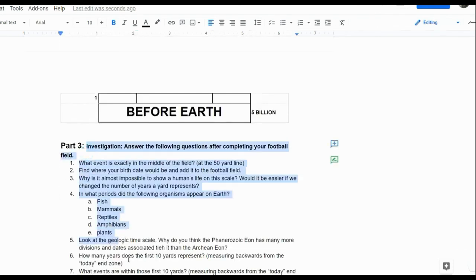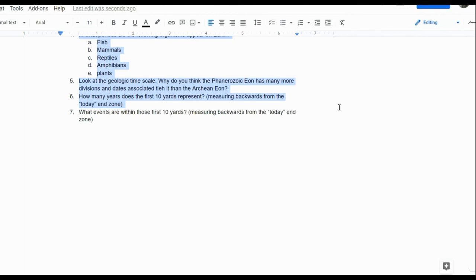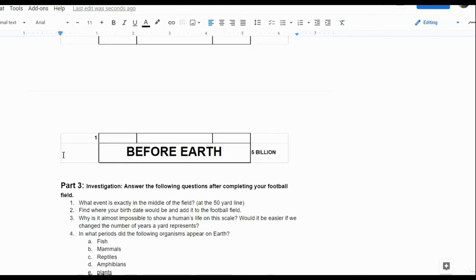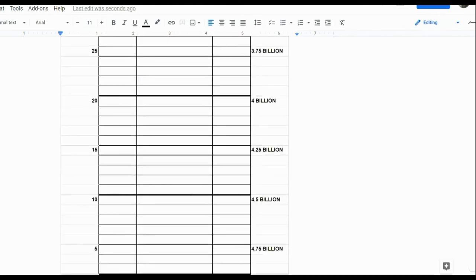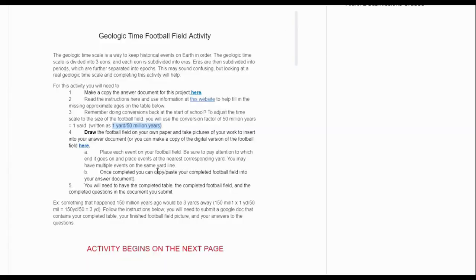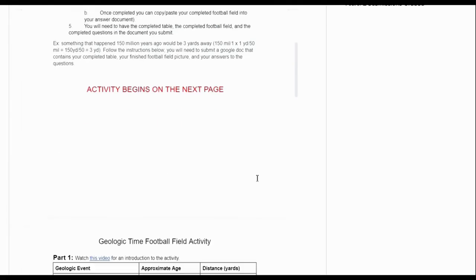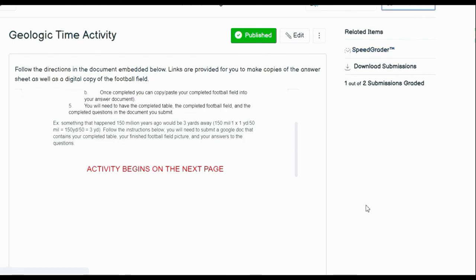Once you're done with the football field, don't forget to come down here and do part 3, the questions. These questions are what you're going to see on the test. It's super important that you don't skip them. You will not get full credit if you don't do all 3 parts of this assignment.